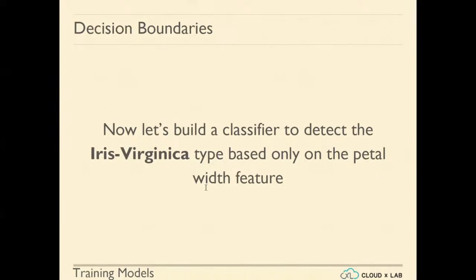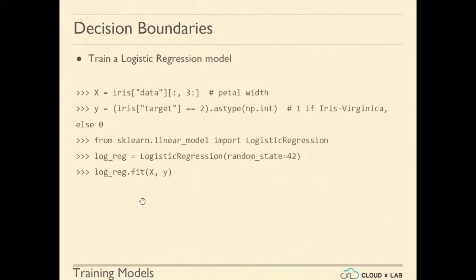But yes, you can use 4 features, because we have 4 features here, right? But for the sake of simplicity, we are only using one feature, petal width, right? Okay. So for that, first we have to construct the input and output data, right?